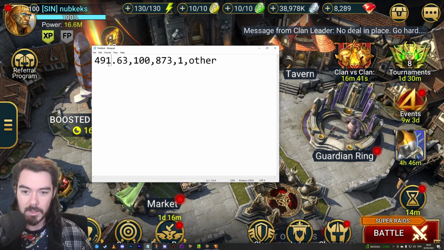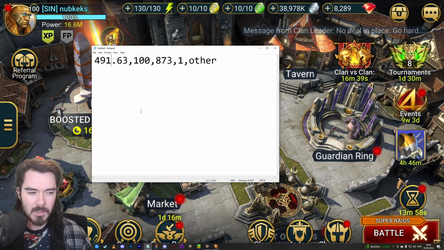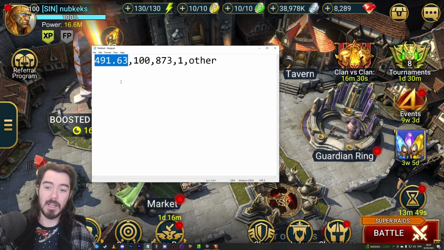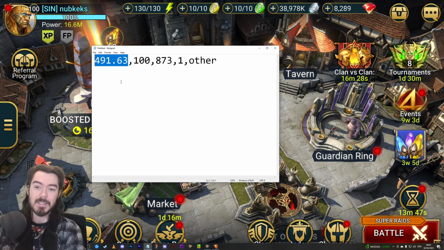Maybe it's in dollars. It's probably in dollars because I've got my Plarium Play set to dollars. So let's say it's $491. I think they're pretty much very equivalent value at the moment anyway. That's how much you've spent.